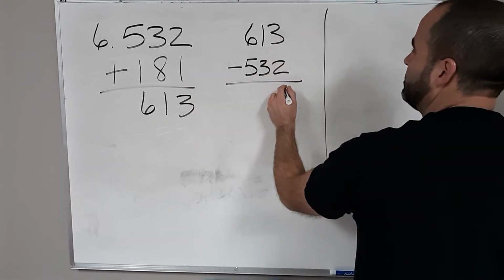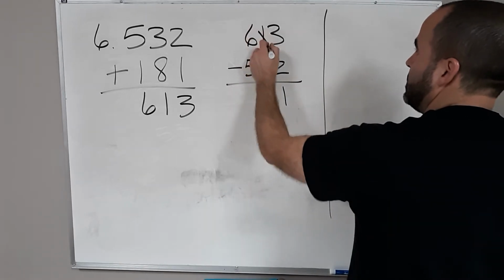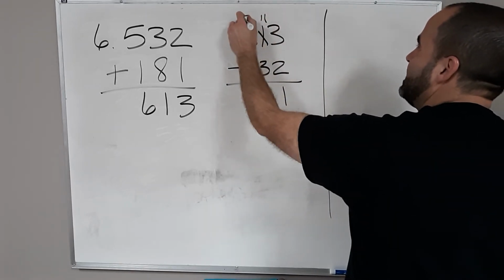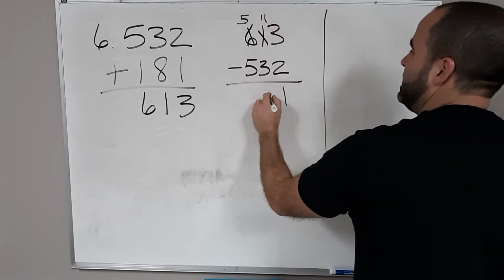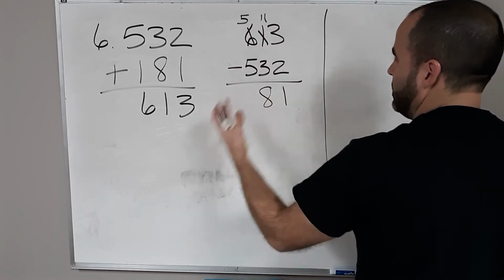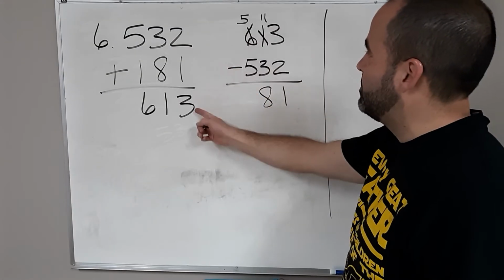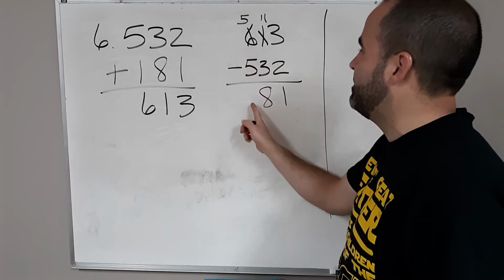3 minus 2 equals 1. 1 minus 3, I can't do. So I'm going to make this 11 and make this 5. 11 minus 3 equals 8. So far I'm looking good. 5 minus 5 equals 0. Okay, and there's my answer. Now, as I look, these two numbers are the same. These two numbers are the same.